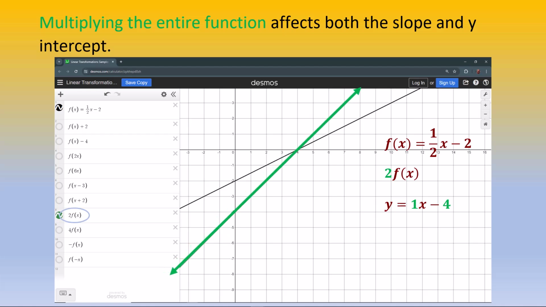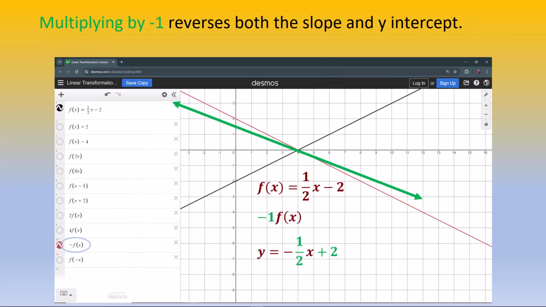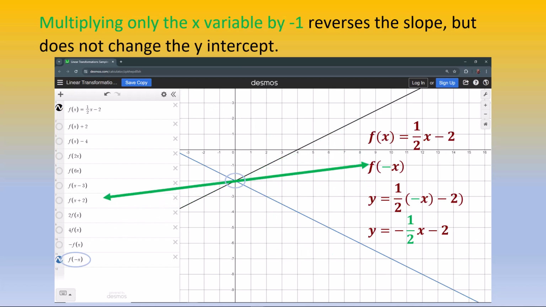Multiplying the entire function affects both the slope and y-intercept. Multiplying by -1 reverses both the slope and the y-intercept. Multiplying only the x variable by -1 reverses the slope, but does not change the y-intercept.